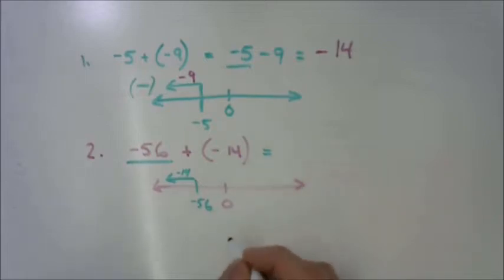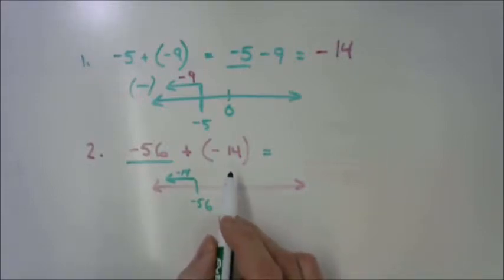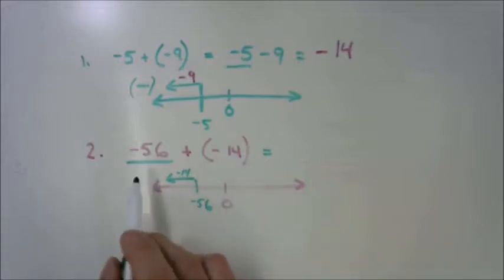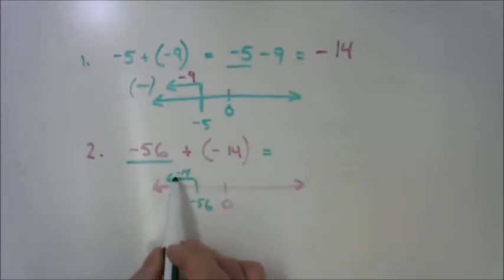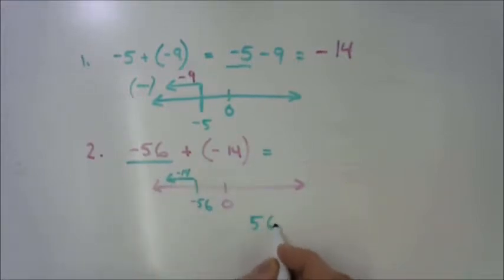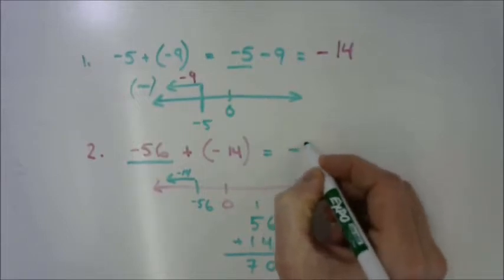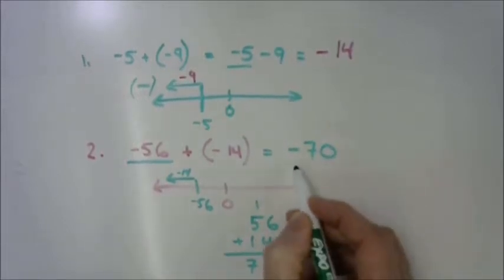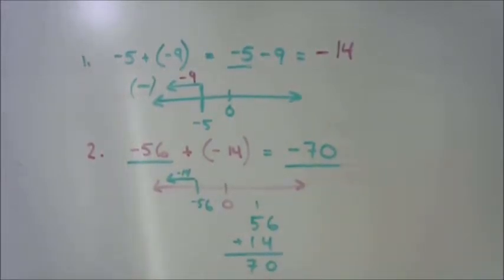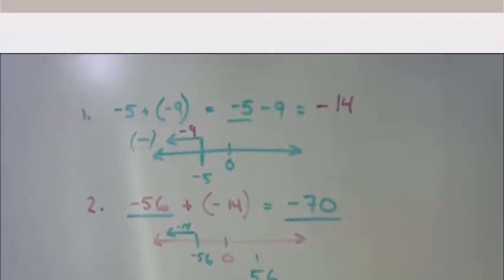So what's our final answer here? Well, we can do it 2 different ways. We can write it out as negative 56 minus 14. Or we can think of it as 56 plus 14, but it's going to be a negative answer. So our sum is negative 70. Go ahead and try the third one on your own, and we'll check the board for our answer when we're done.